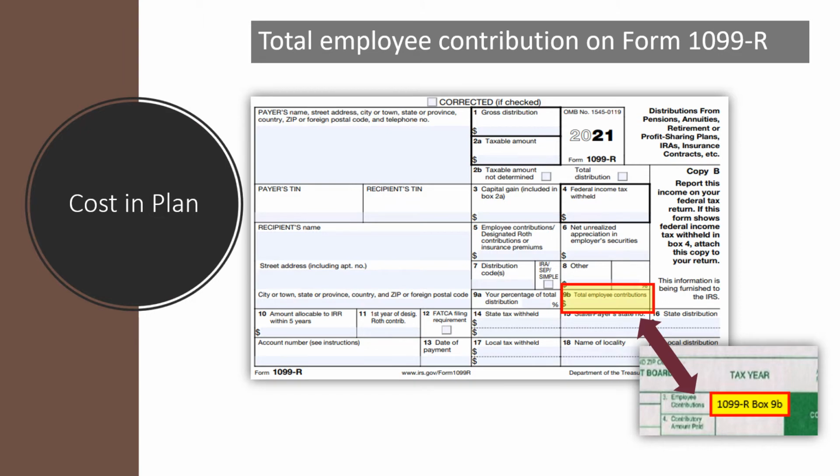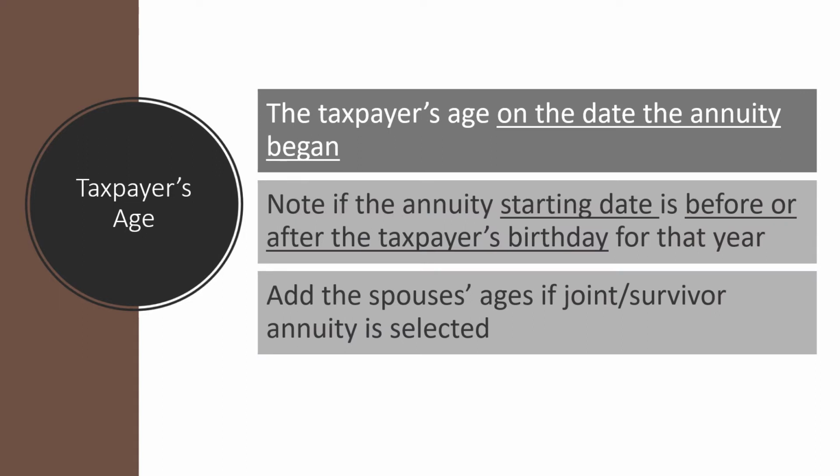So the total employee contribution on Form 1099-R is our cost in the plan. And if we're looking at a RRB 1099-R, that's going to be that box 3. So as we just talked about, we need to figure out the taxpayer's age, and that's the age on the date the annuity began, so whenever they started receiving these payments.